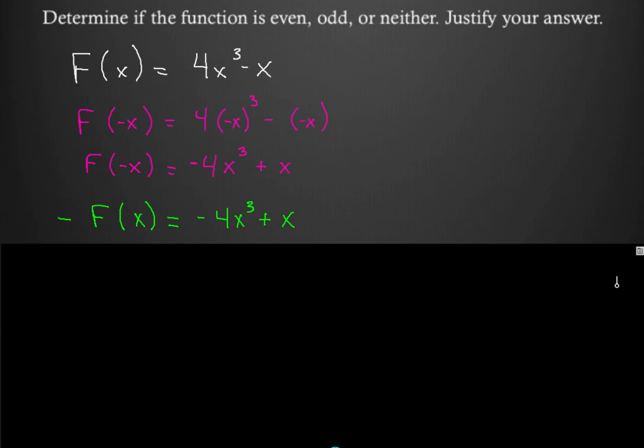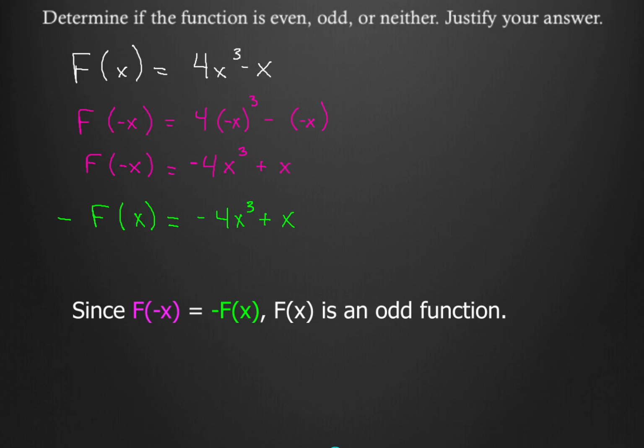Now to justify this type of problem, we're going to write the following sentence: Since f of negative x equals negative f of x, f is an odd function. So that's all you have to do. It's pretty much the same thing as finding an even function. You substitute in negative x, you compare, and then you justify.